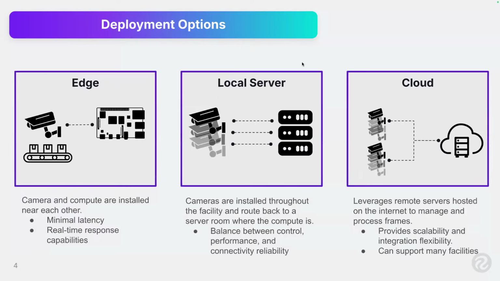Then deployment options. From a higher level, these are typically the three main deployment options you have, and there are probably other varieties, but it can be broken down into these. The first one is edge. This is where the camera and compute are installed right next to each other, within maybe 20, 30 feet, on your manufacturing line or whatever it might be.